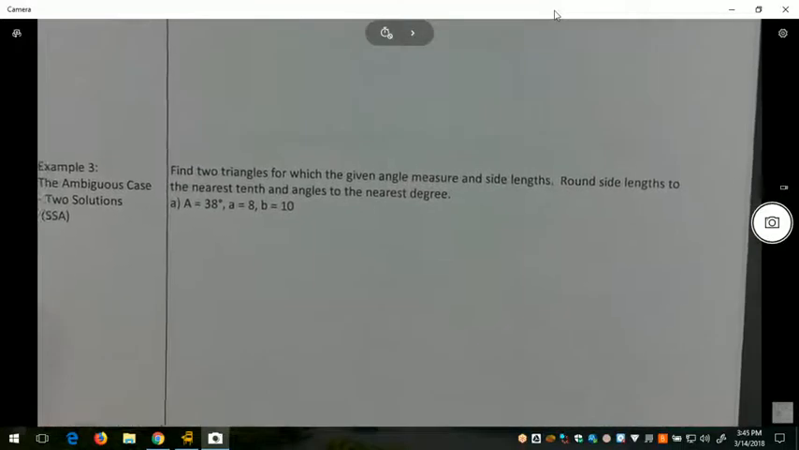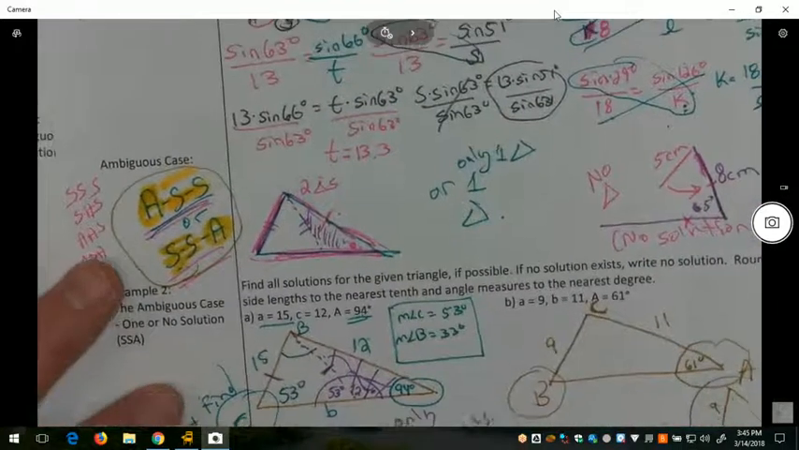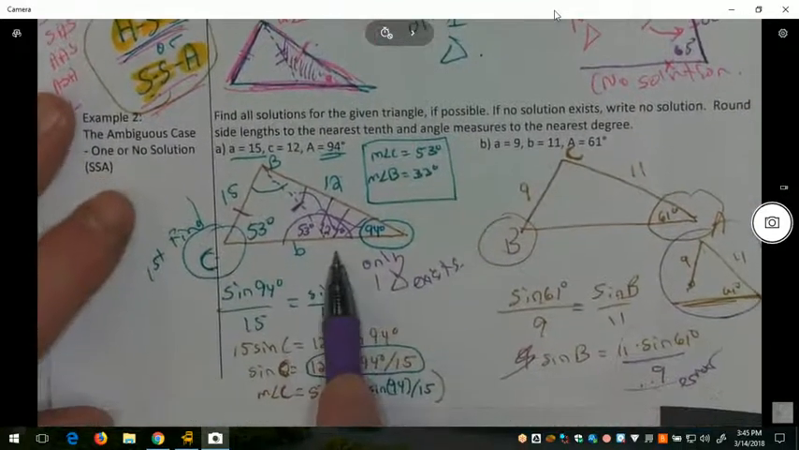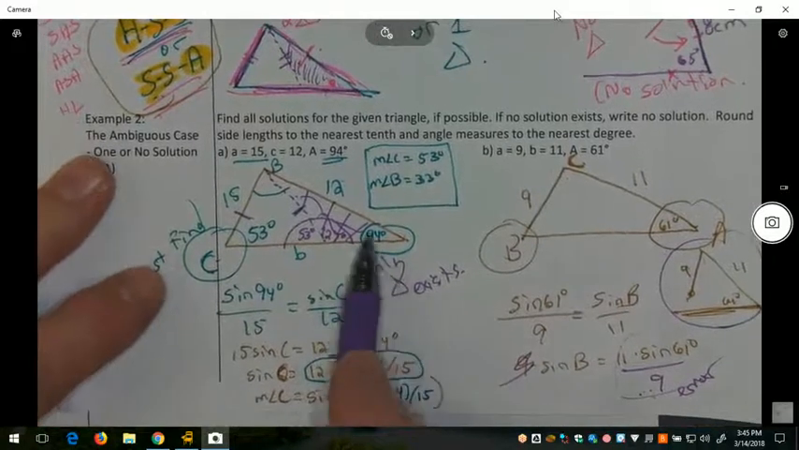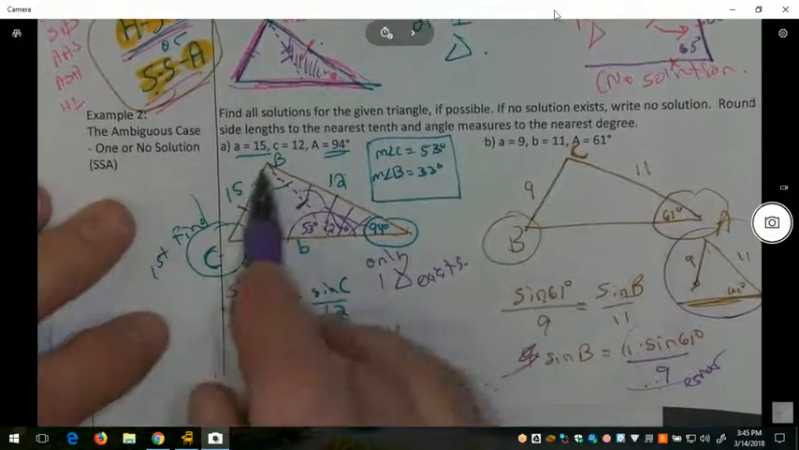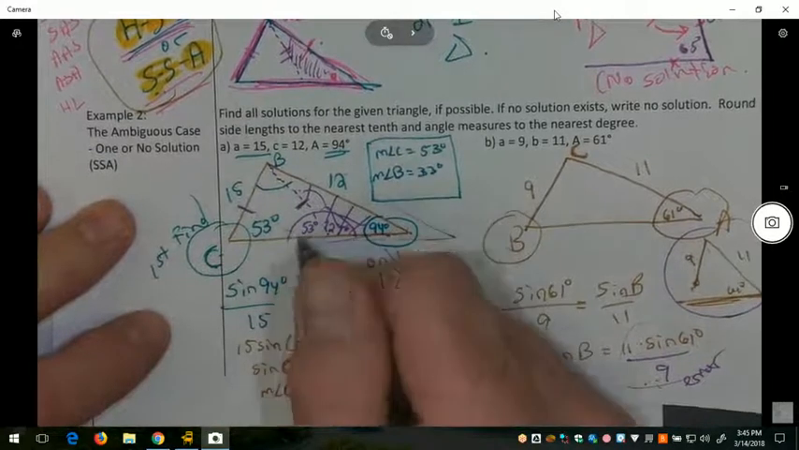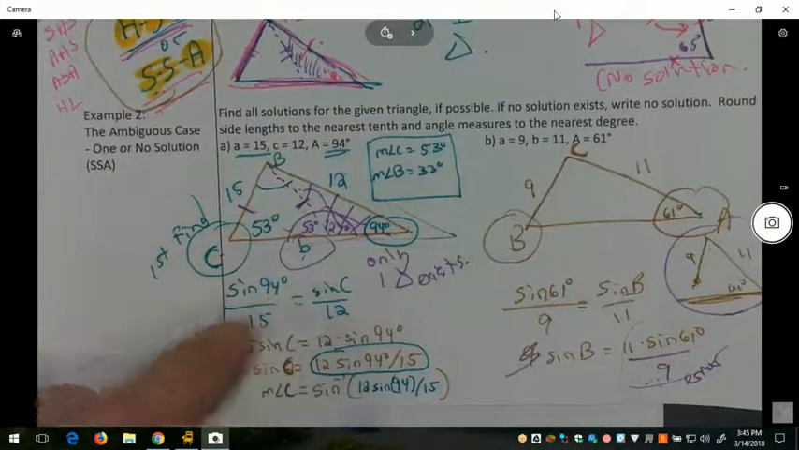We're going to jump to the other case of the ambiguous case. So right here, you can see why there was only one solution. We have this 127 degree angle and 94 adding up in that triangle does not work. But this main triangle here worked. We could solve for B using law of sines.